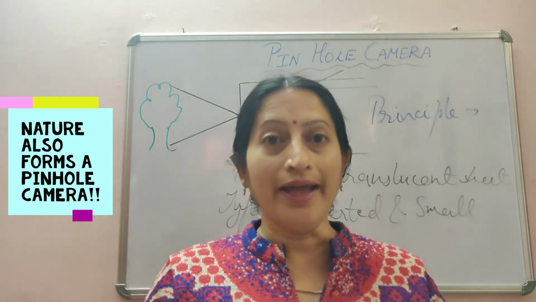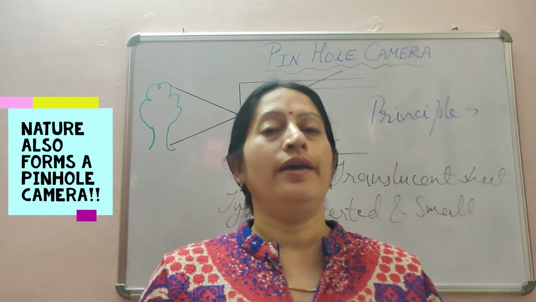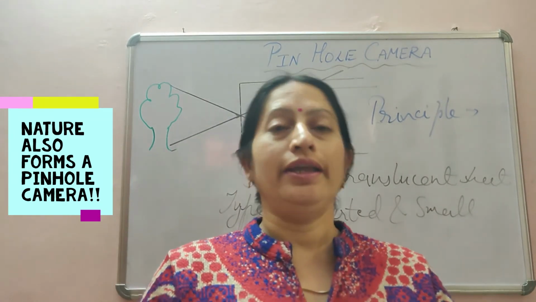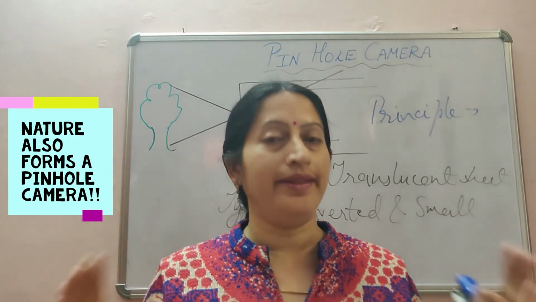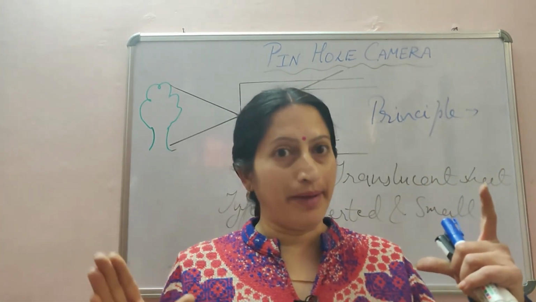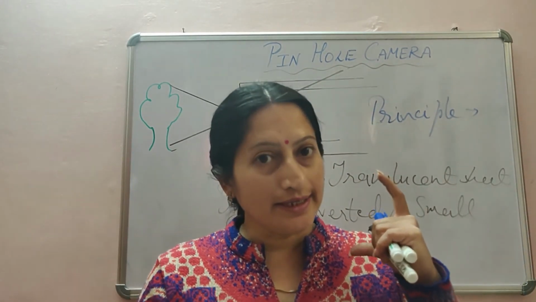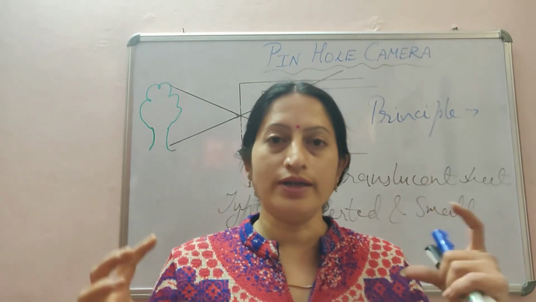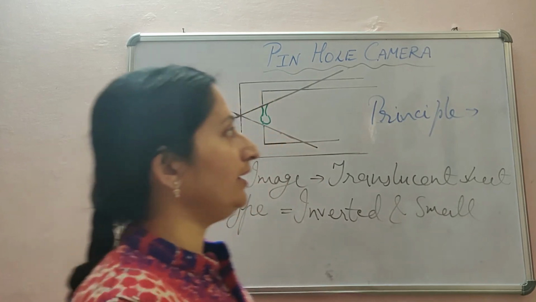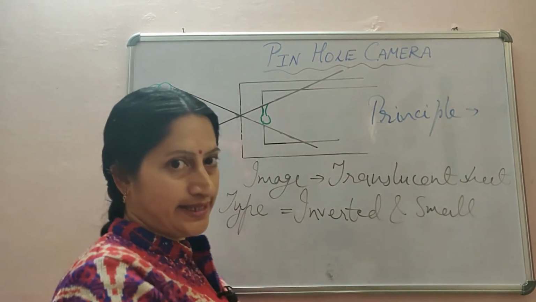Now when a man makes a pinhole camera, it's very easy to make. We can take two shoe boxes or two cartons in which one of them should be bigger and the other one should be smaller. We will remove the front part or the top cover of both the boxes, and we will insert the smaller box inside the bigger box, and then we will get something like this. This is the bigger box and this is the smaller box inside it.